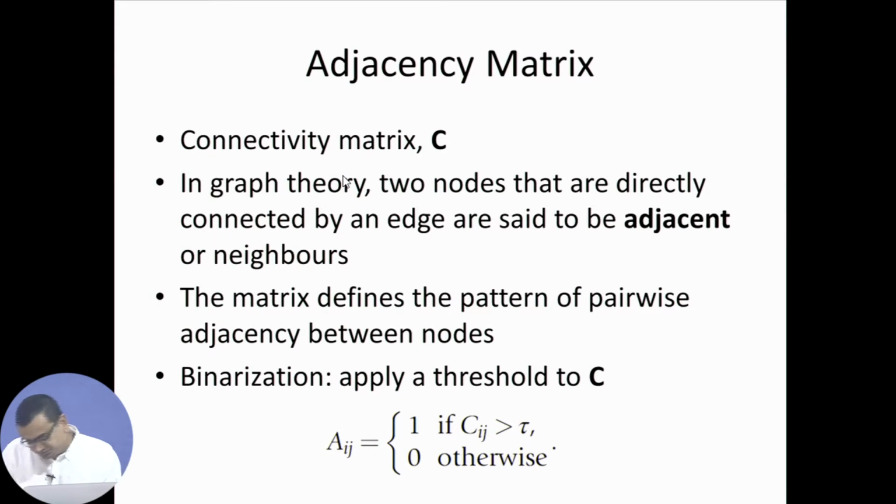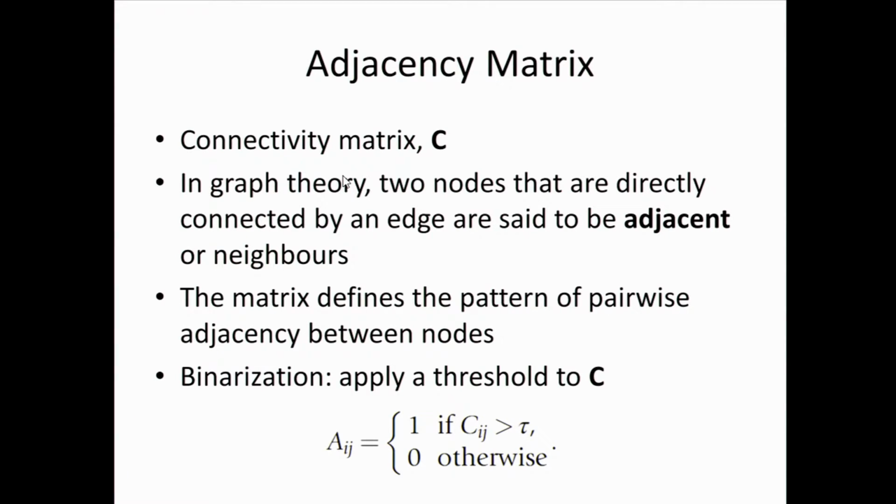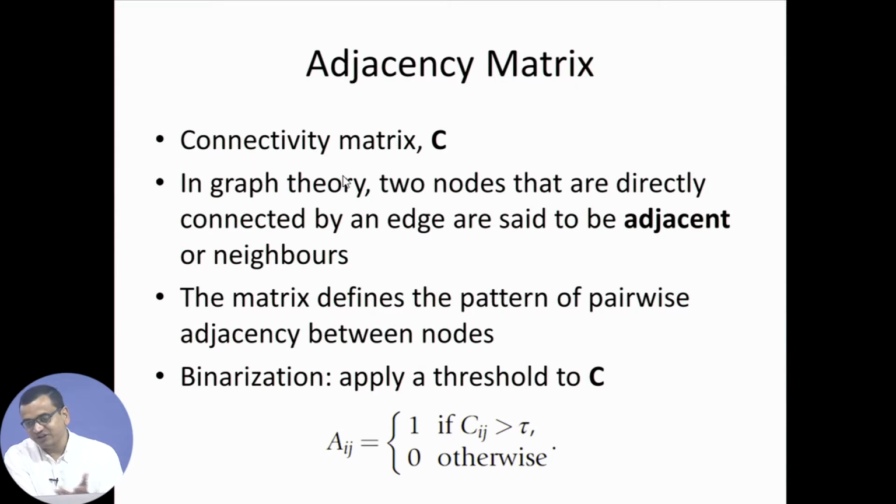Okay, so we have another name for the connectivity matrix, because this is your central input to your graph theory analysis. It's called the adjacency matrix there. Why adjacency? It's just a name, but in graph theory, two nodes that are directly connected by an edge are said to be adjacent, or neighbors. We talked a lot of times about neighbors. So since a matrix which gives you the connection tells you whether the two nodes are connected or adjacent, that's why it's called the adjacency matrix. So this matrix defines the pattern of pairwise adjacency between the nodes there.